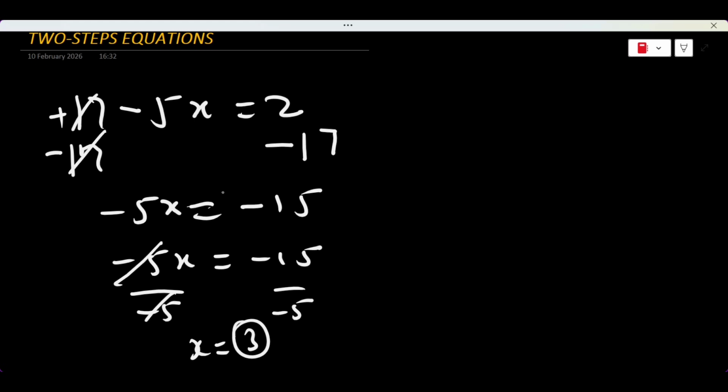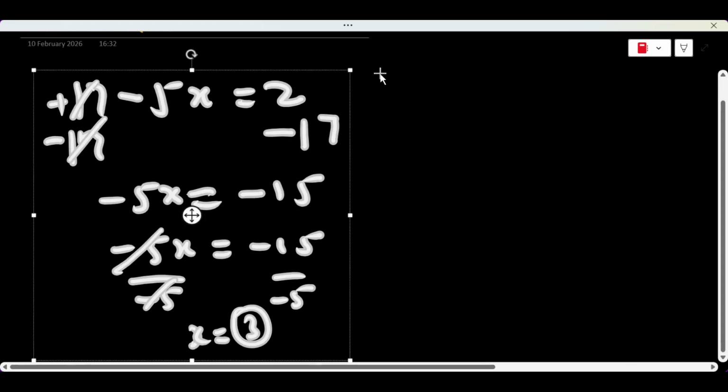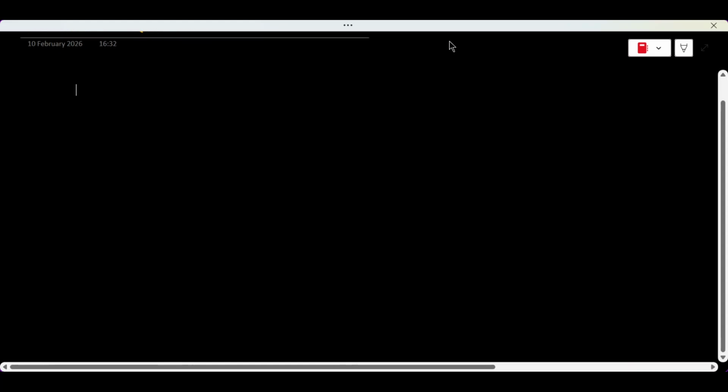So in solving two-step equations, first we undo the addition and subtraction using their inverse operations, and then we move on to solve the multiplication and division using their inverse operations. So let's move on to look at some more examples. You can decide, or you can pause the video and try your hand at it. Come back to see if your answers are correct.